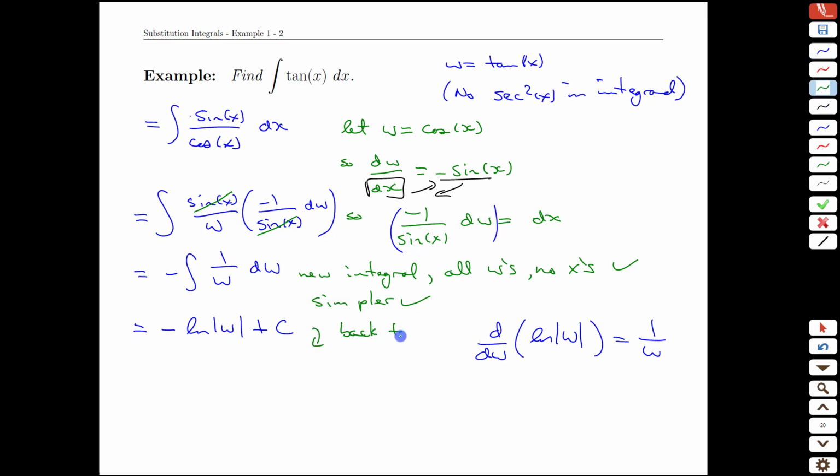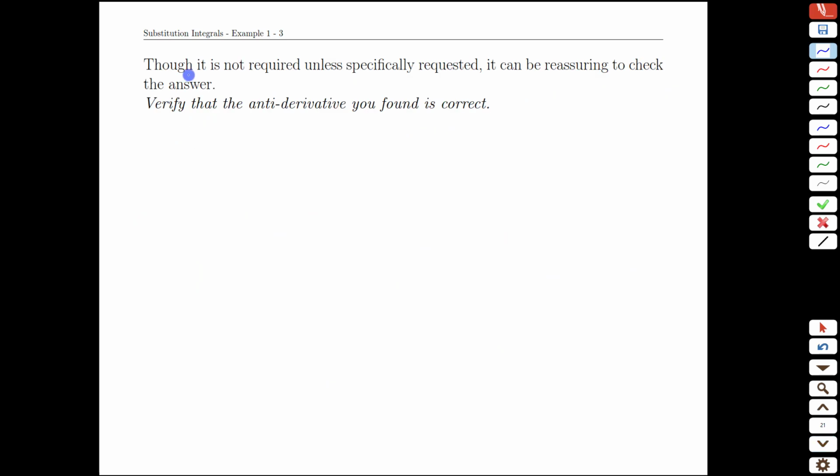And we're almost done. We just have to go back to x's. The question was, what's the integral of tan of x? It doesn't make a whole lot of sense to say the ln of w is that. So we just go back. Our w was cosine of x, so we'll have negative ln of the absolute value of cosine of x plus a constant. And that, we think, is our integral. Though checking isn't actually required unless we ask for it.